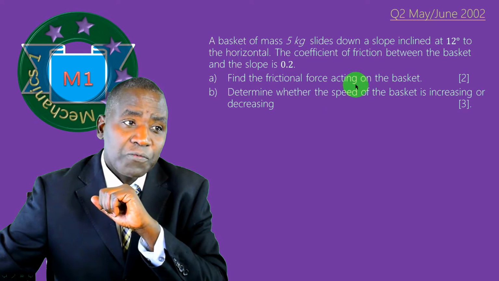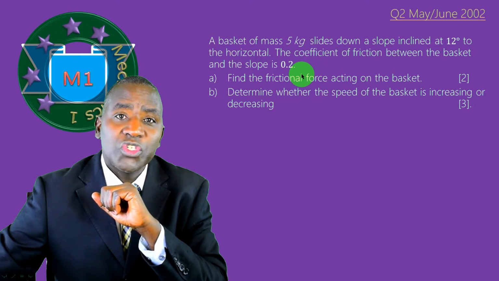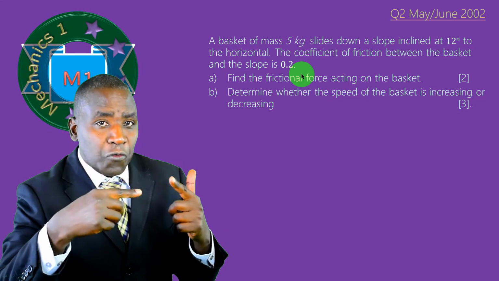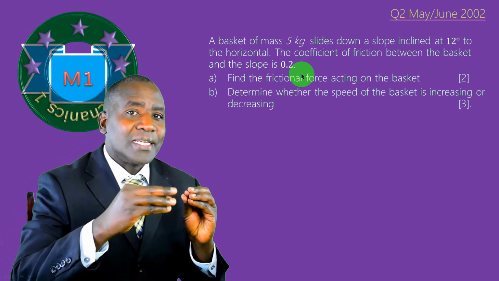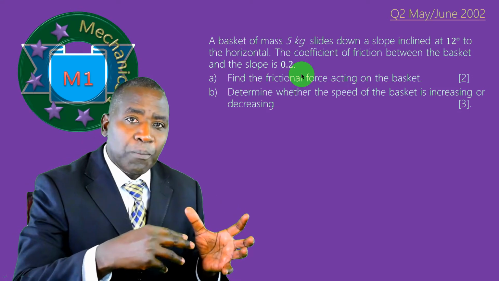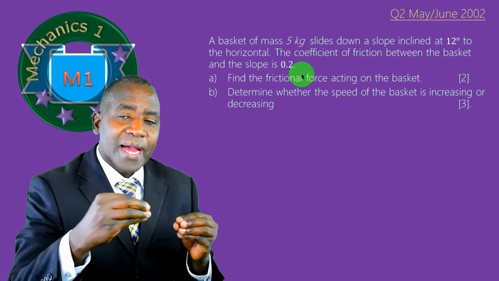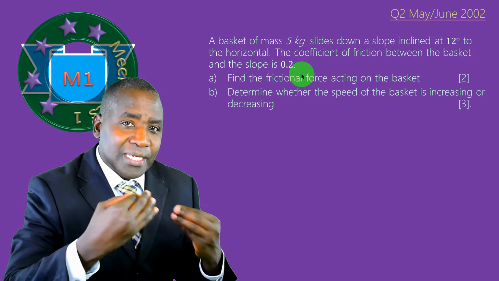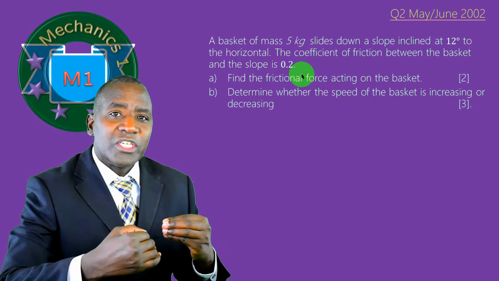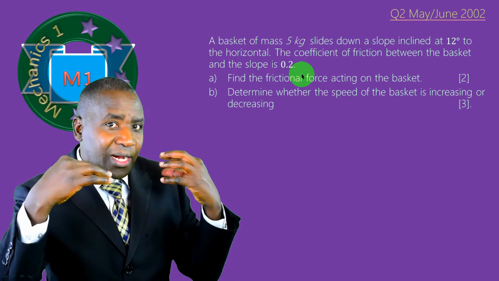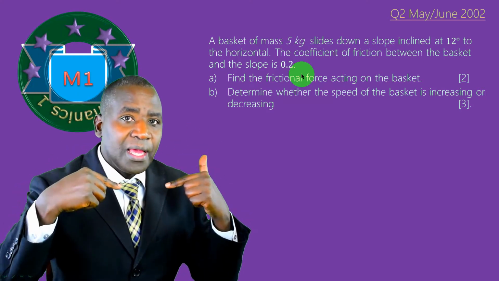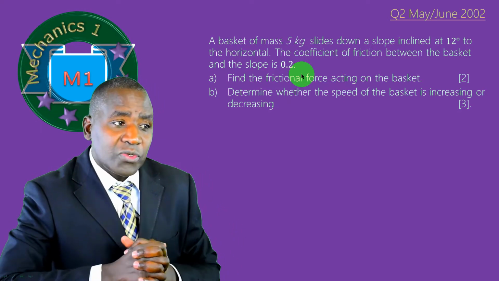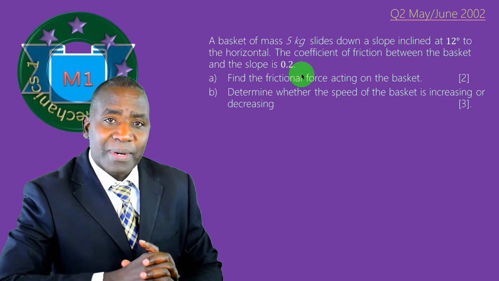Then we are told that the coefficient of friction between the basket and the slope is 0.2. At the mention of coefficient of friction, I think about frictional force and the way it is related to the normal component of the contact force and the coefficient of friction. Those are the ideas that come into mind. A physical quantity is mentioned and my mind starts working out things which it can remember about that particular physical quantity. So over here we are asked to find the frictional force acting on the basket.